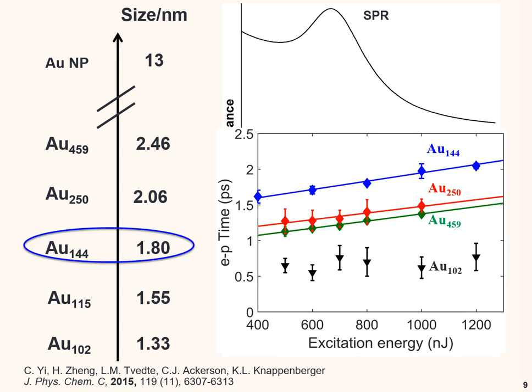We put all these nanostructures into transient absorption spectroscopy. What we found is that gold 144, with 1.8 nanometers as its size, is the smallest nanostructure that has this linear dependence on excitation energy. So it is the first time we characterized the electron-phonon coupling time. Remember, for example, gold 102 is a molecular system, and in molecular systems, single electron excitations do not generate this electron-phonon coupling time. That's why the relaxation time is independent of the excitation.